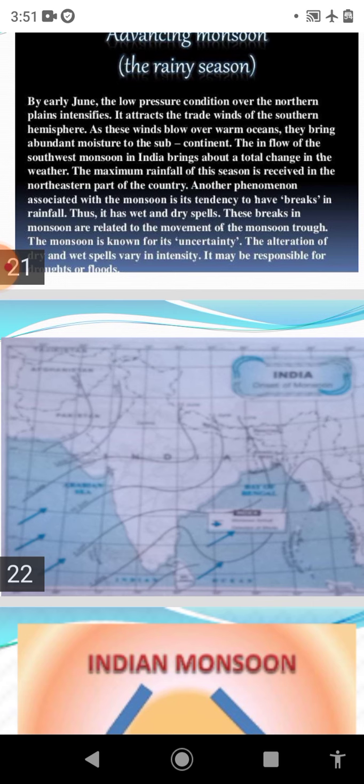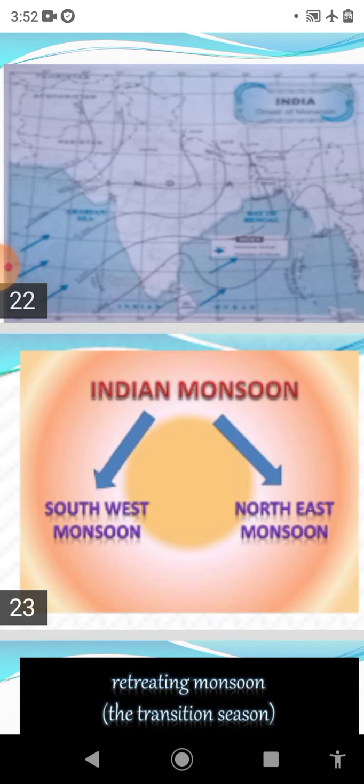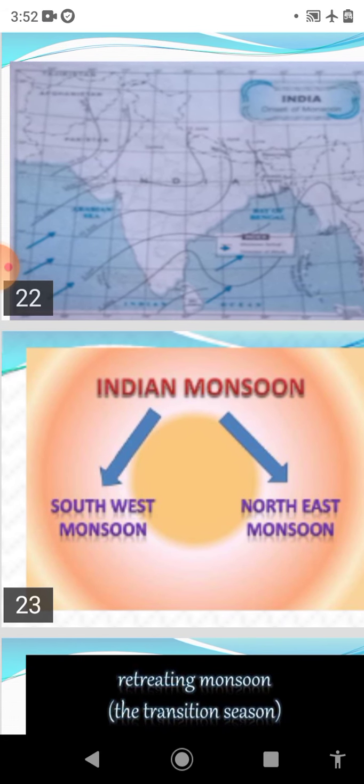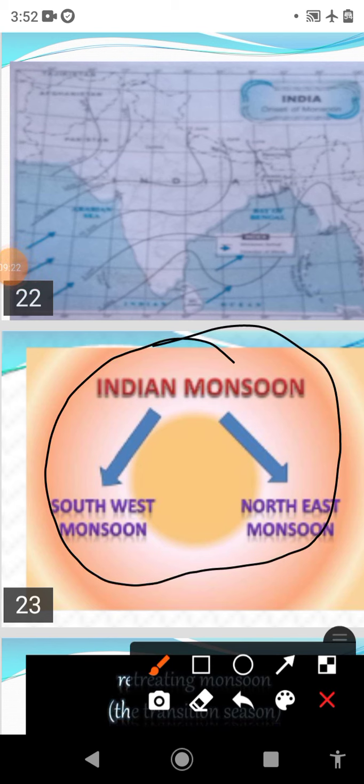After that, we will discuss the season of retreating monsoon. Before that, let us discuss this slide, Indian monsoon. It can be of two main categories. Southwest monsoon, what we have discussed just now. Another one is the northeast monsoon.